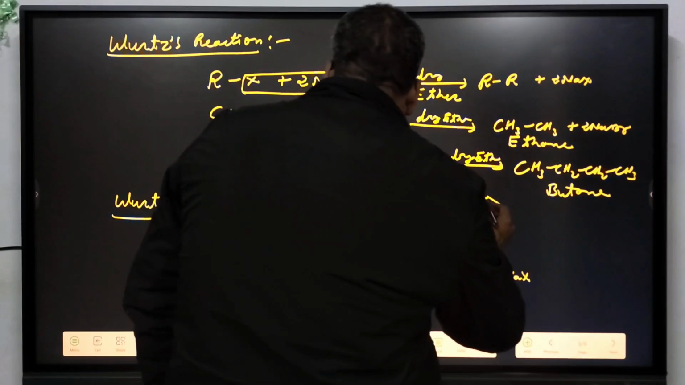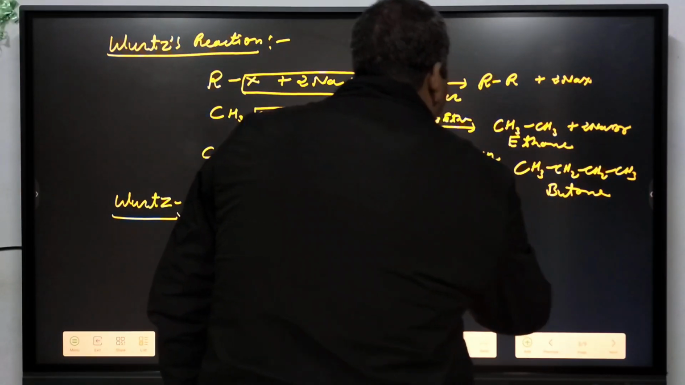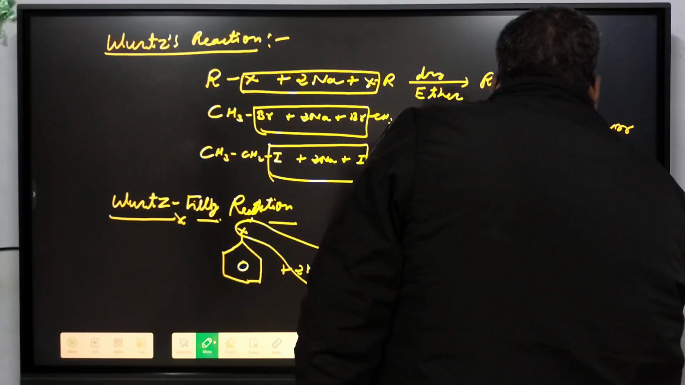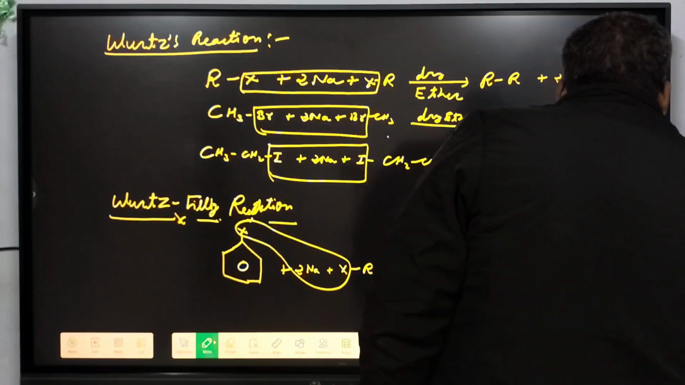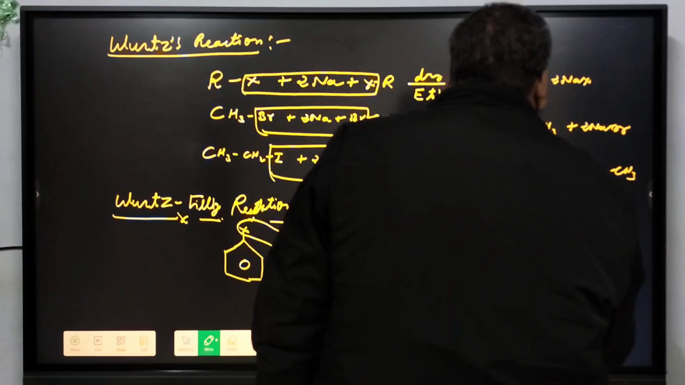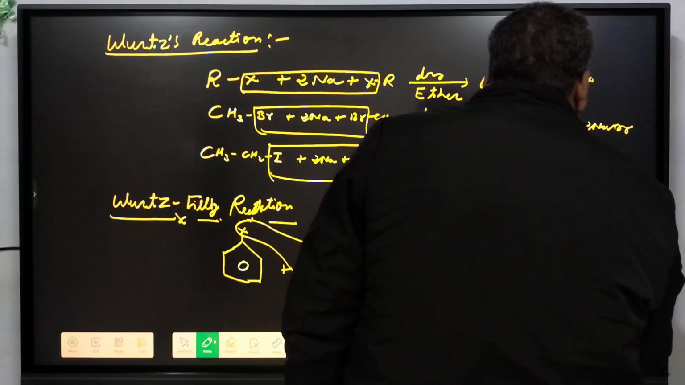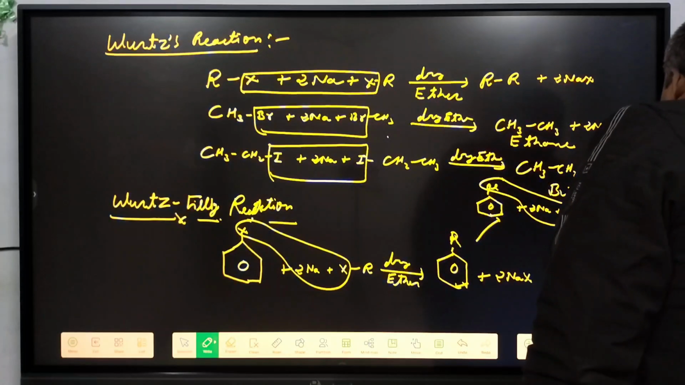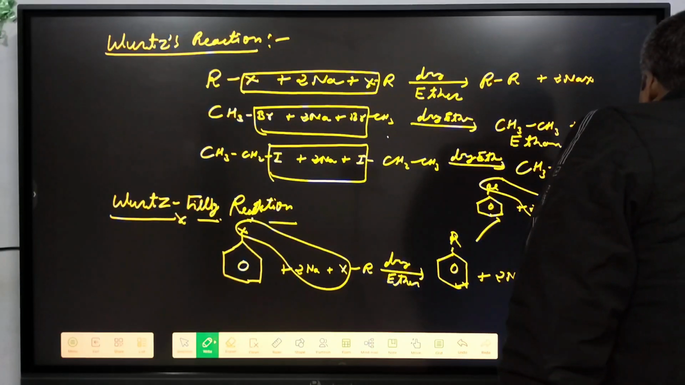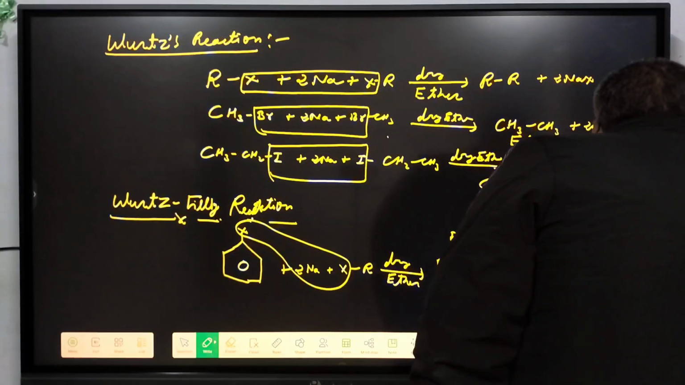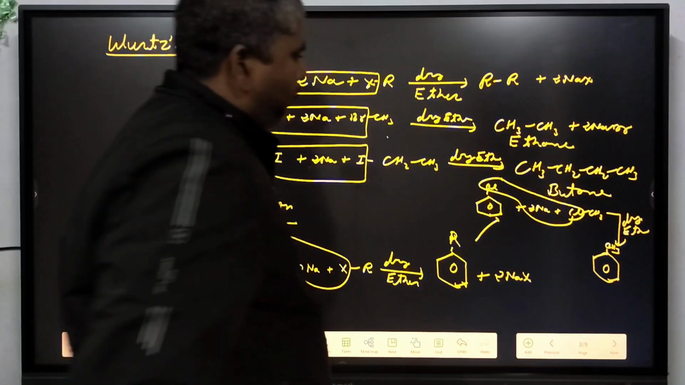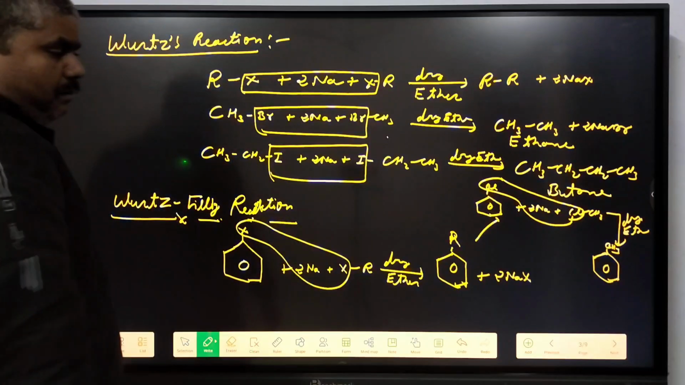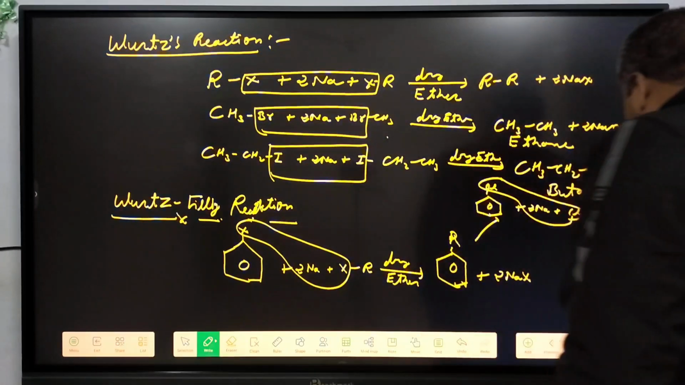Example of this reaction, here we will take chlorobenzene, sodium metal and chloromethane in dry ether. The toluene is obtained. That's Wurtz-Fittig reaction.